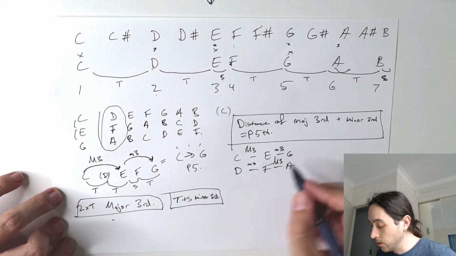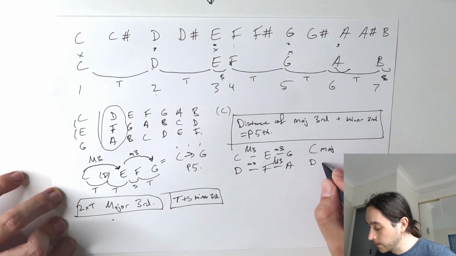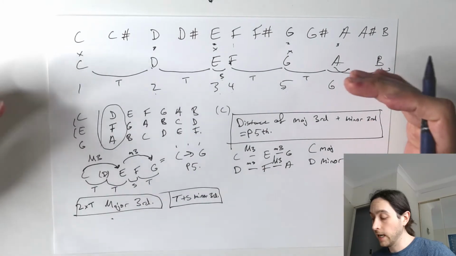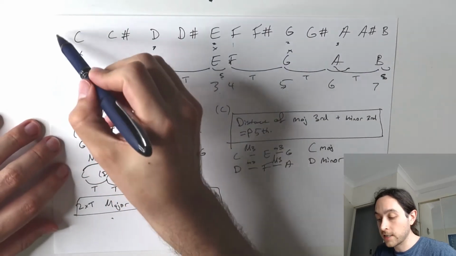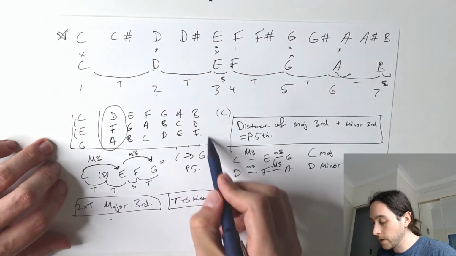So here we've got C major chord, and we've got D minor. I really highly encourage you to write this all out. Start with the alphabet, then draw this little bit out.